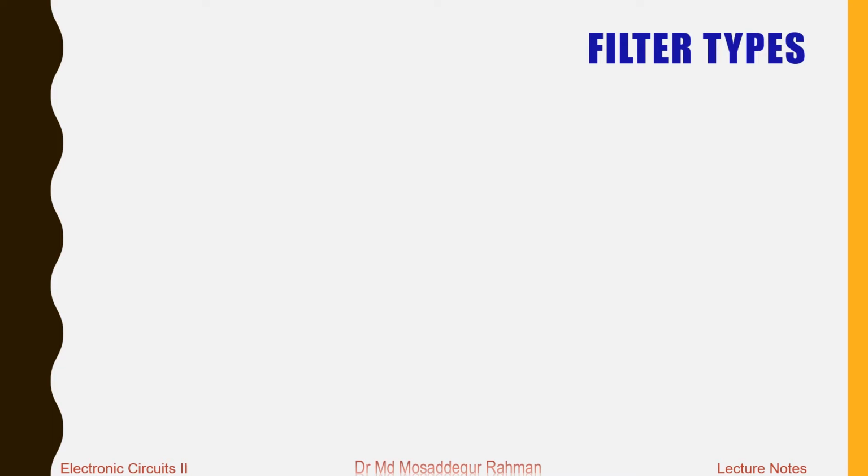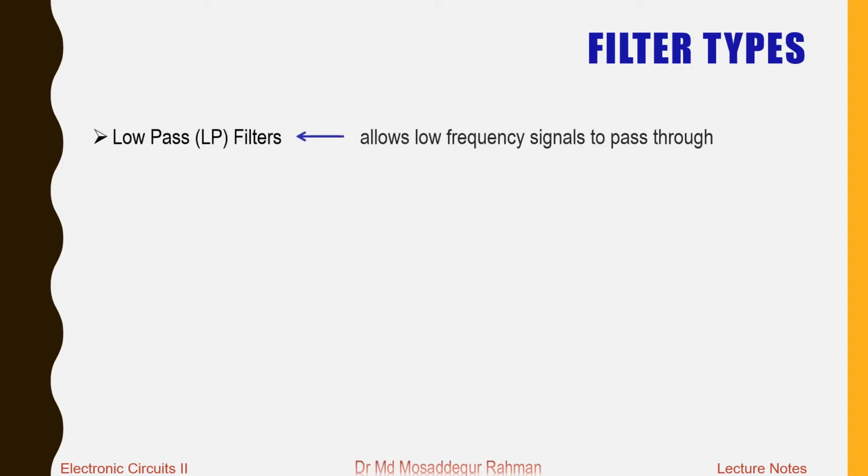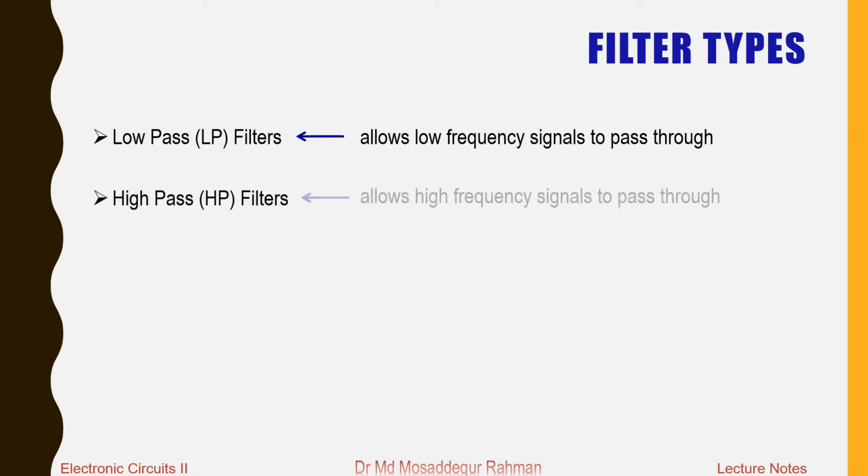So, the types of filters. We will focus on four major filter types. One is the low pass filter, usually we call LP filters. Low pass filters will allow only low frequency signals to pass through, and then we have high pass filters that will allow only the high frequency signals to pass through.